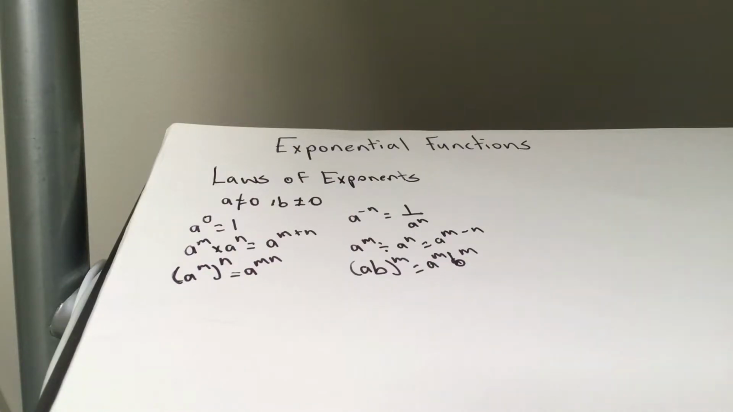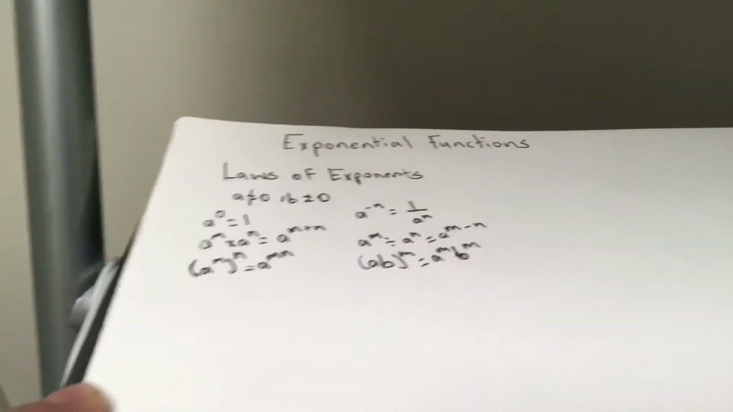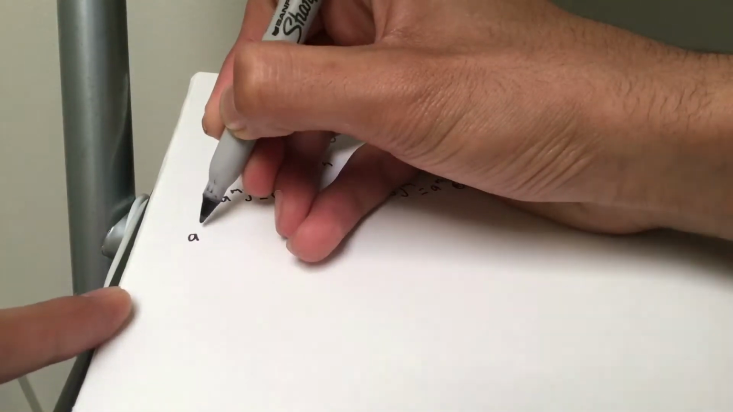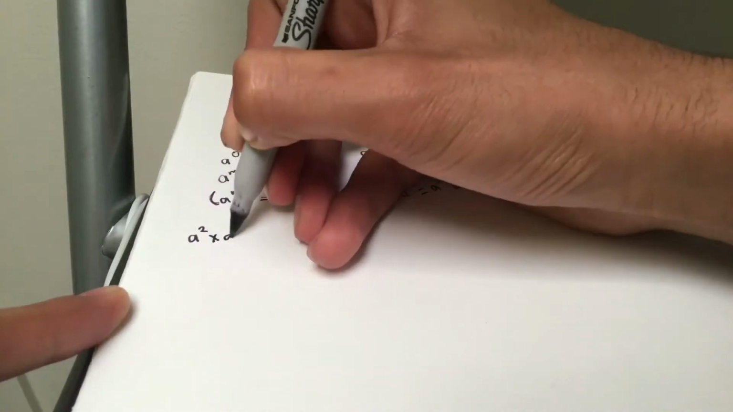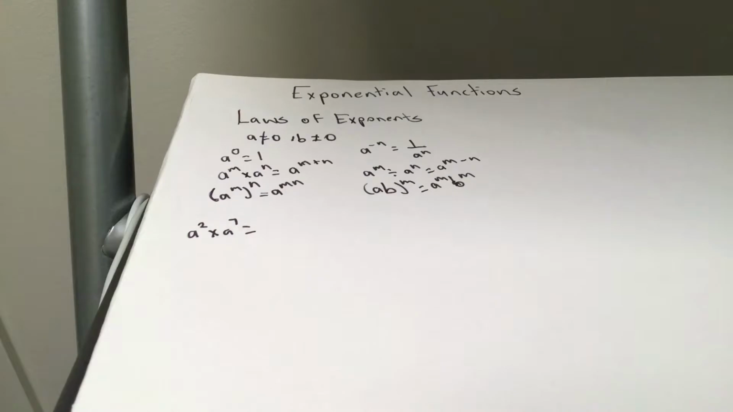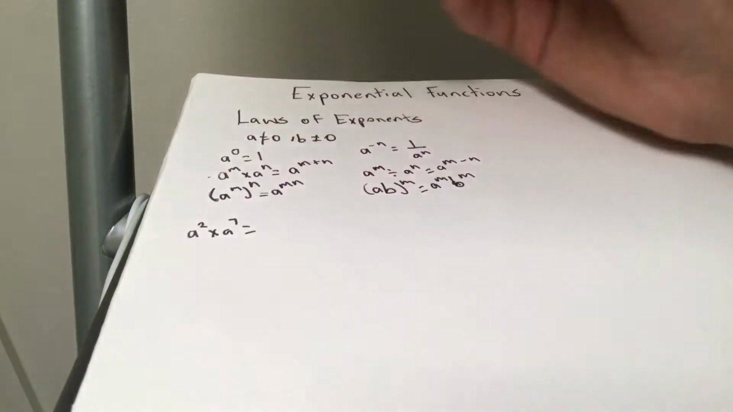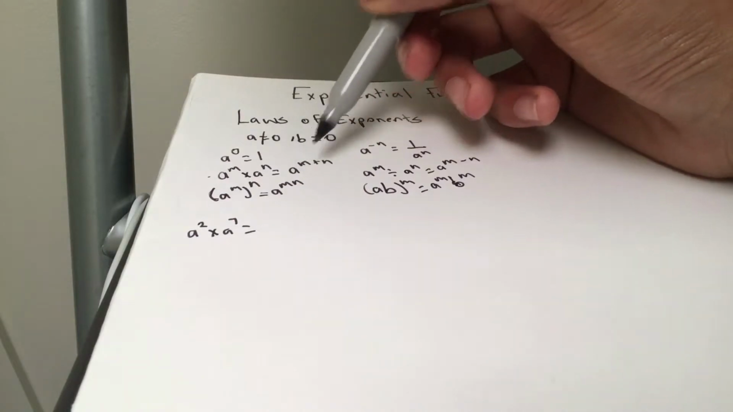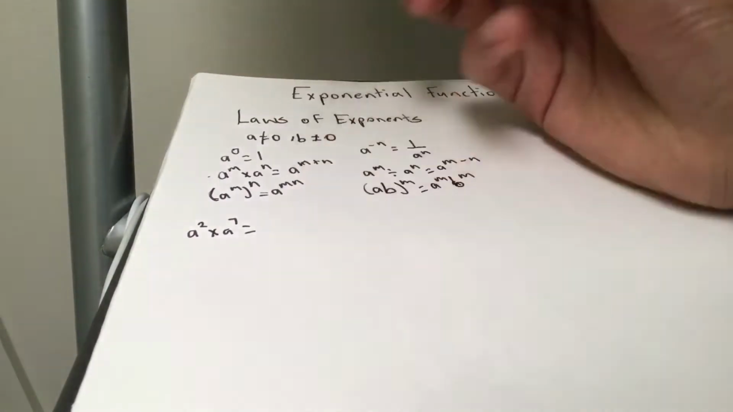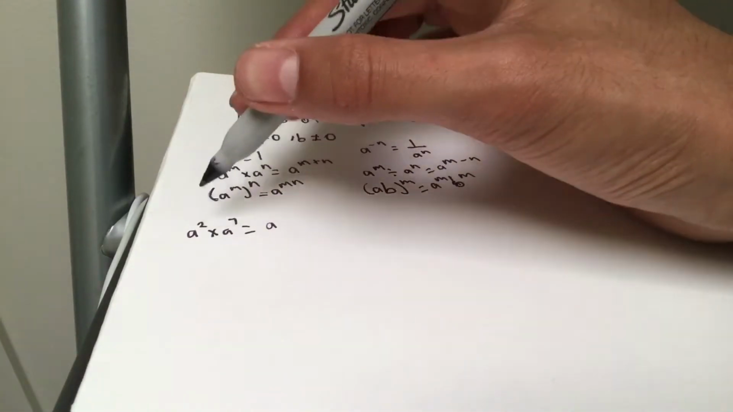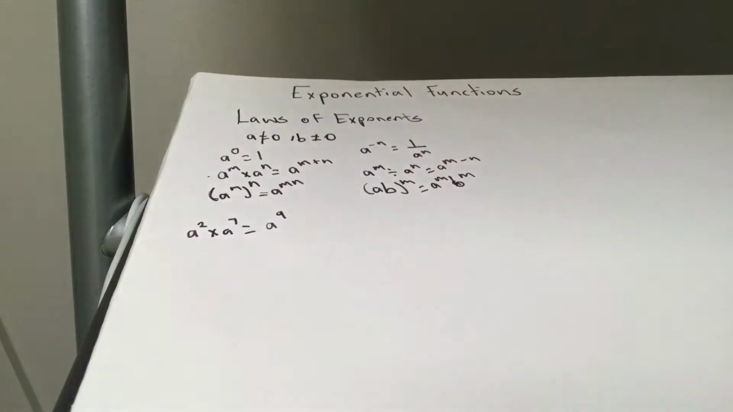So I'm going to bring up some questions so you can answer them. Okay, so our first question is going to be A to the power of 2 times A to the power of 7. So basically, we're going to look at this rule right here. As you see, A^m times A^n is equal to A^(m+n). So we add the exponents. So 2 plus 7, which is 9. So it's A to the power of 9.